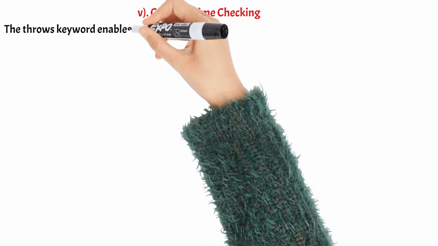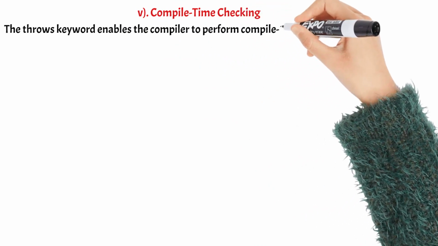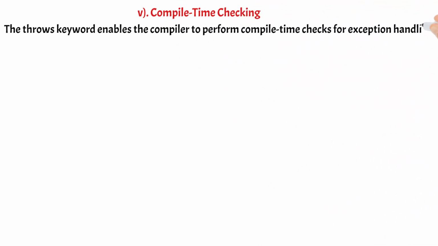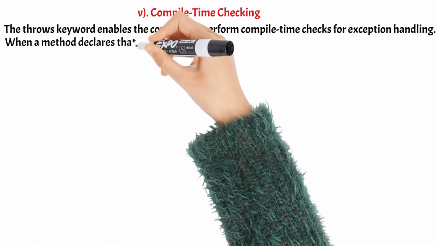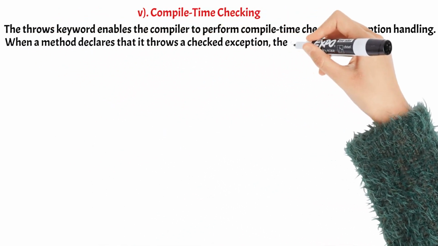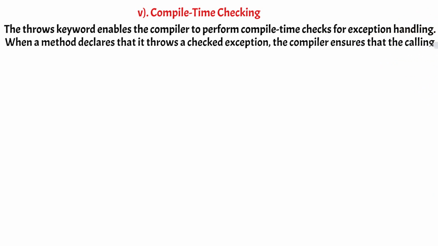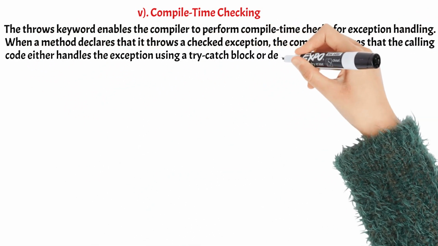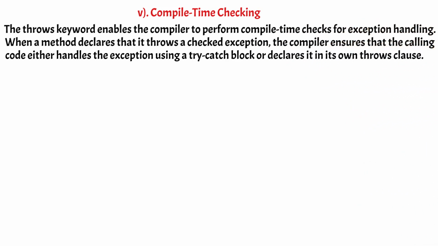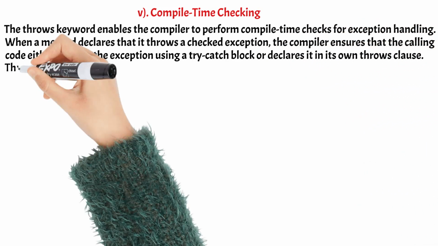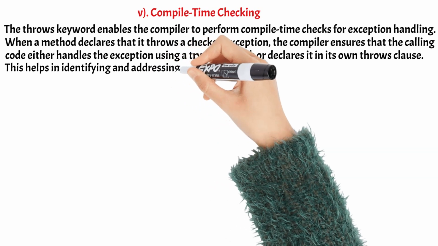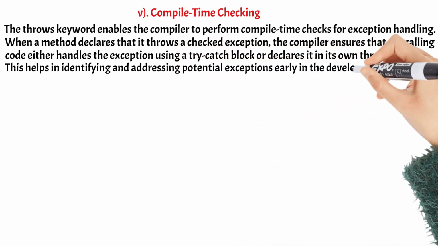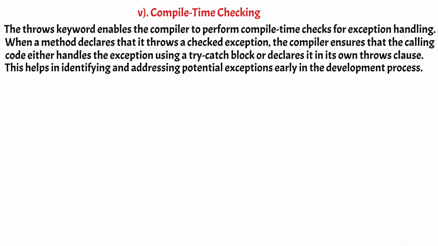5. Compile time checking. The throws keyword enables the compiler to perform compile time checks for exception handling. When a method declares that it throws a checked exception, the compiler ensures that the calling code either handles the exception using a try catch block or declares it in its own throws clause. This helps in identifying and addressing potential exceptions early in the development process.